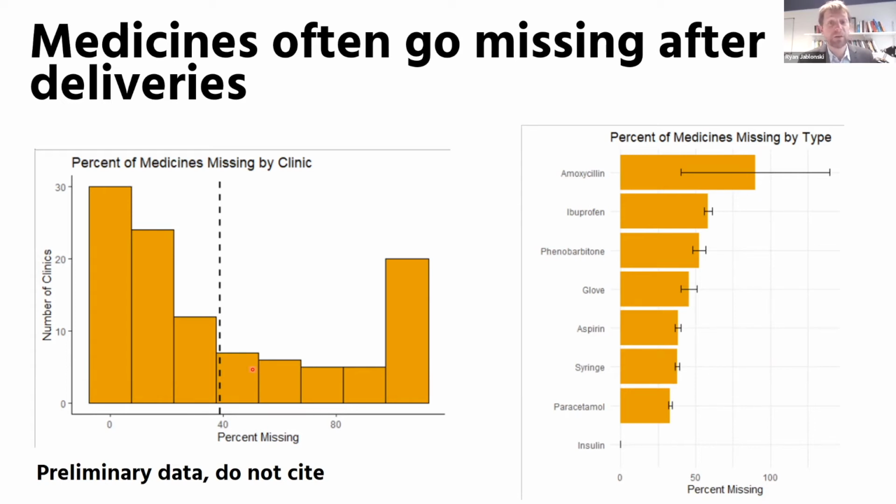It's also interesting, what I'm showing you here on the right is this variation by medicine type. So these are the different medicines that we tracked in this activity, where we're seeing a lot more theft of things like ibuprofen and phenobarbital and amoxicillin, and less of these either less valuable or more difficult to distribute items like syringes, gloves, and aspirin.